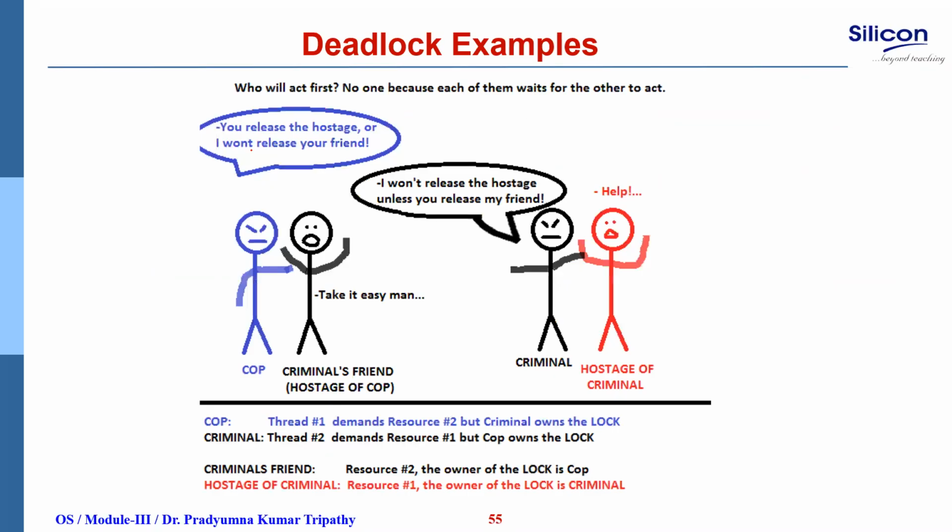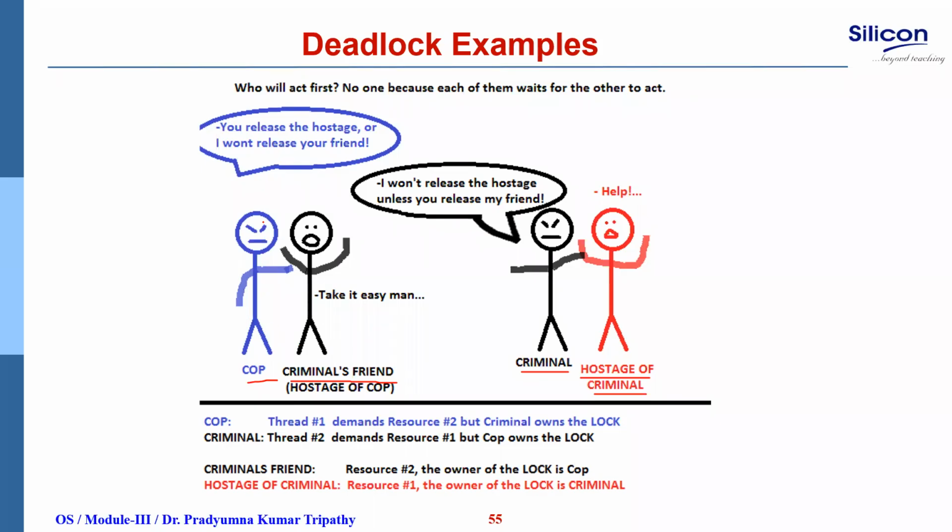This is one more example over here. There is a criminal who has taken a hostage, and the cop is having the criminal's friend, right? The cop is saying that you release the hostage or I won't release your friend. And the criminal is saying that I won't release the hostage unless you release my friend, right?